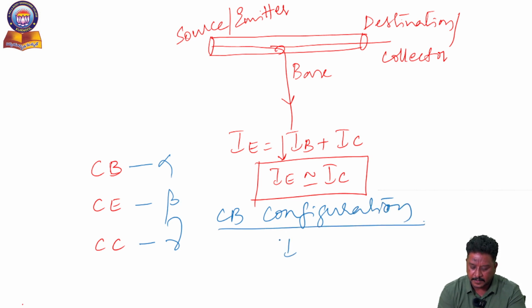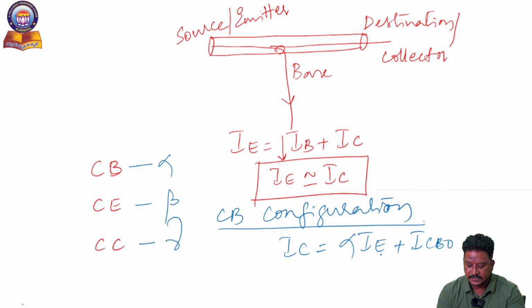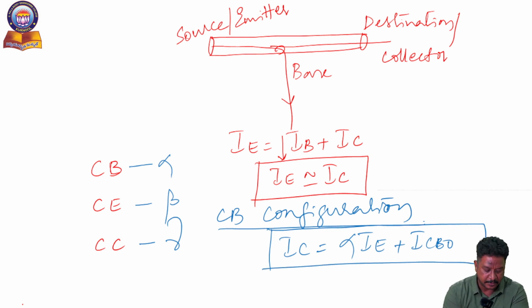In the CB configuration, the output current IC is equal to alpha IE plus ICBO. So this is for the CB configuration, where the output is collector and the input is emitter, and the base is common between input and output. This is the transistor equation where IC is equal to alpha IE plus ICBO.